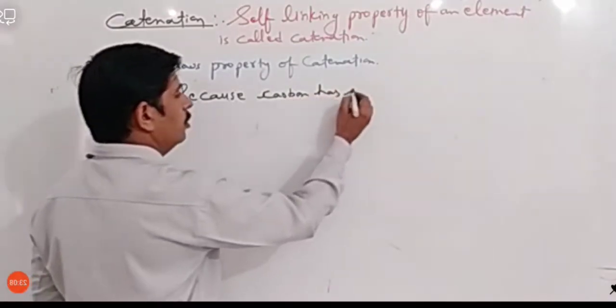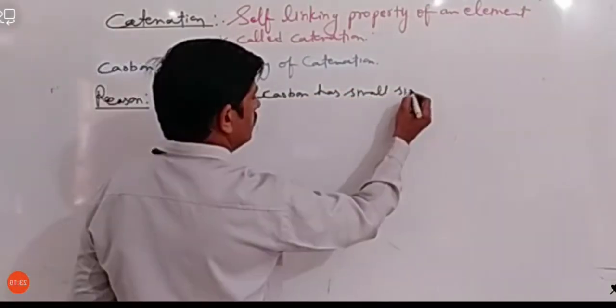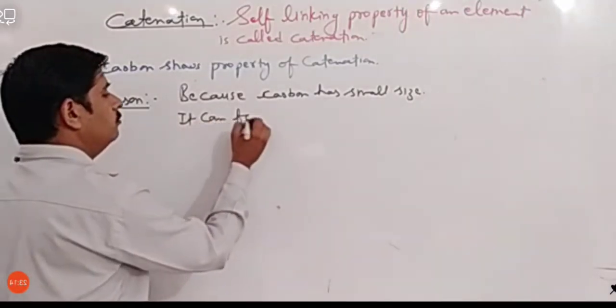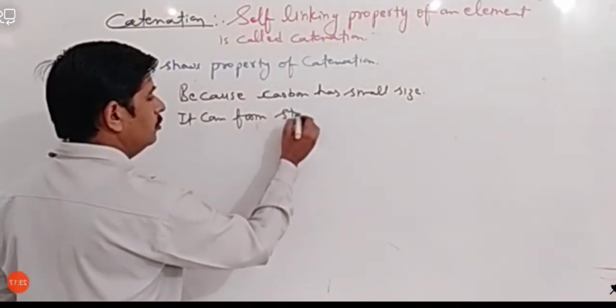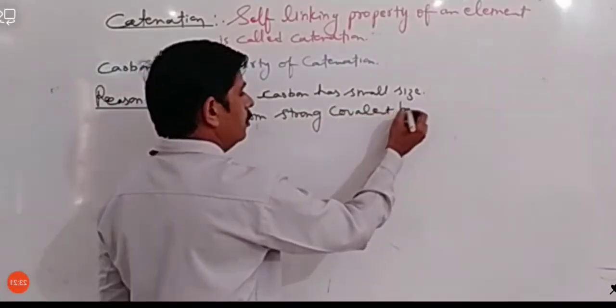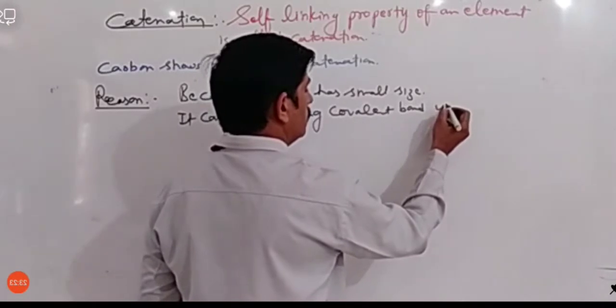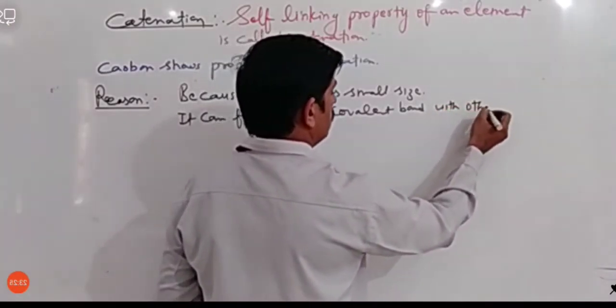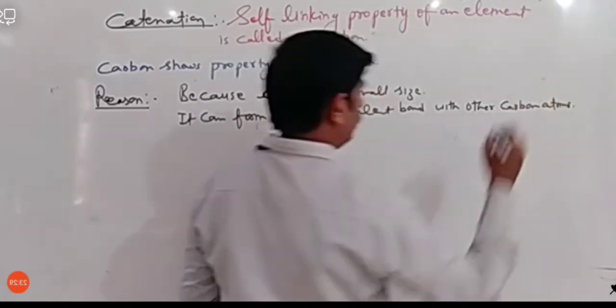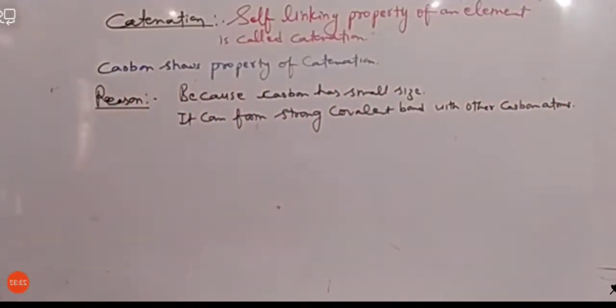carbon has small size. ठीक है, it can form strong covalent bond with other carbon atoms. Okay, it can form strong covalent bond with other carbon atoms.